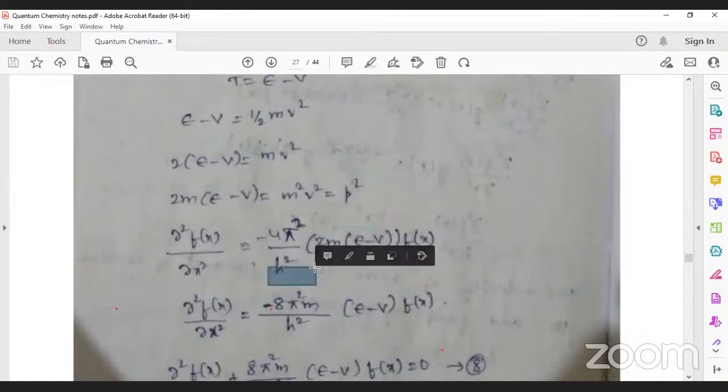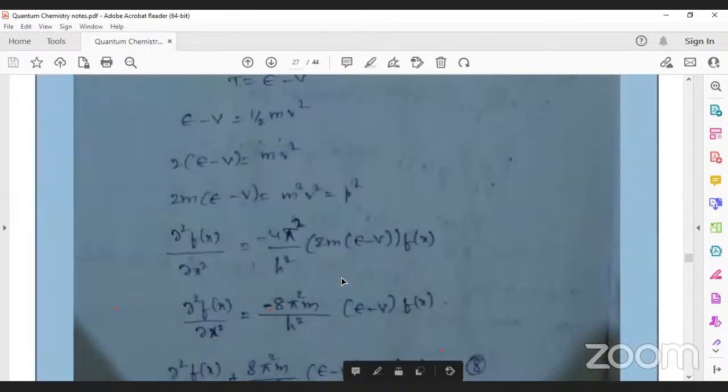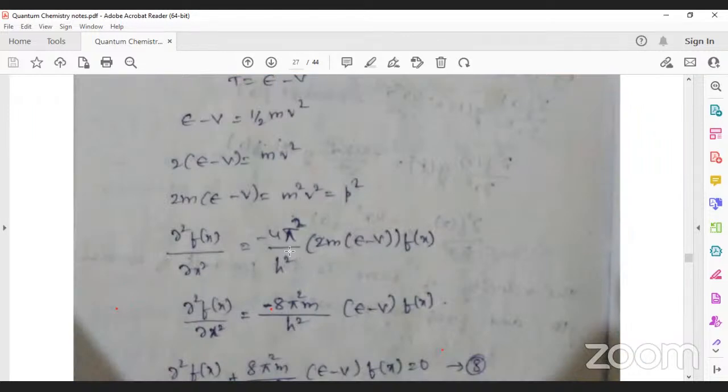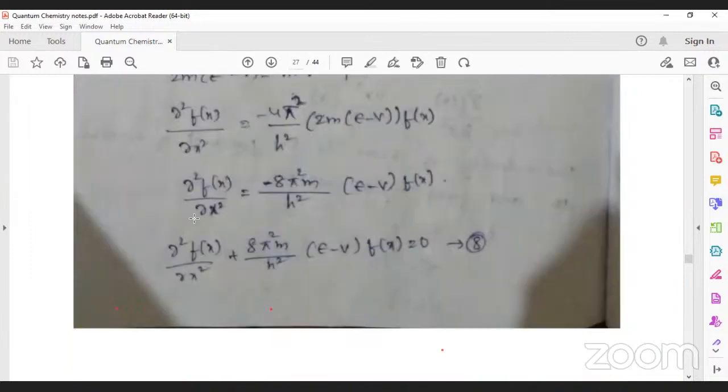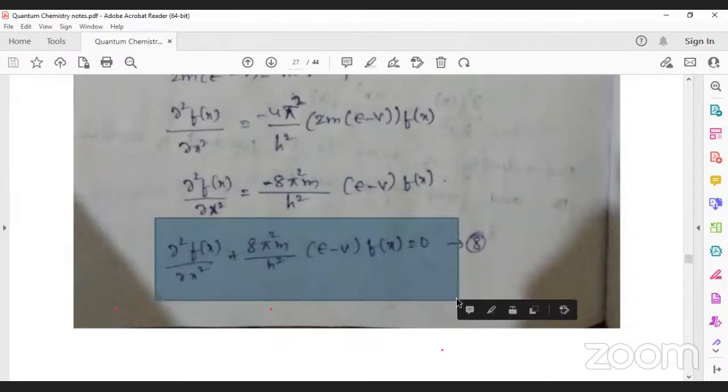Where the p square value is there in the previous equation, we substitute this one. That is minus 4 pi square by h square into p square; in place of p square, 2m into E minus V, then into f of x. Just multiplying this equation, we will get one new equation. This is called the Schrodinger wave equation, in terms of only the x direction.